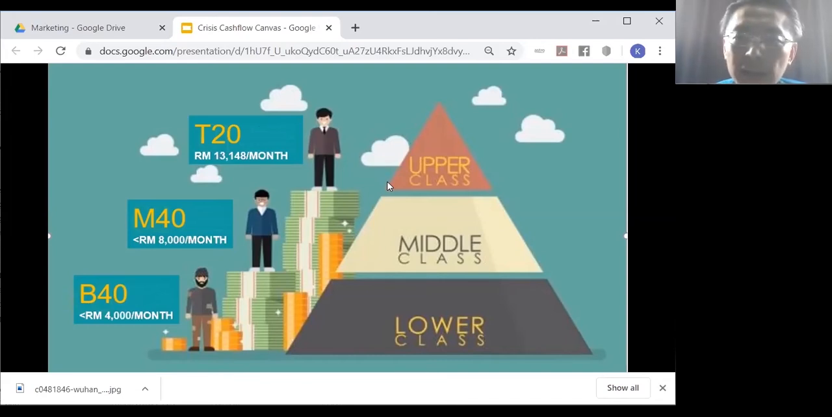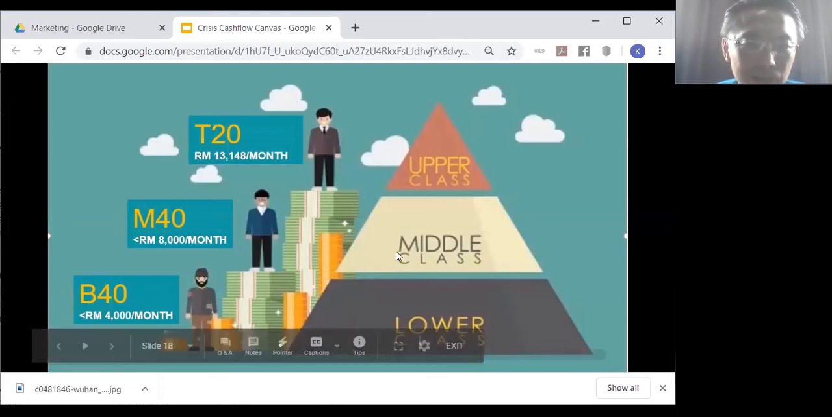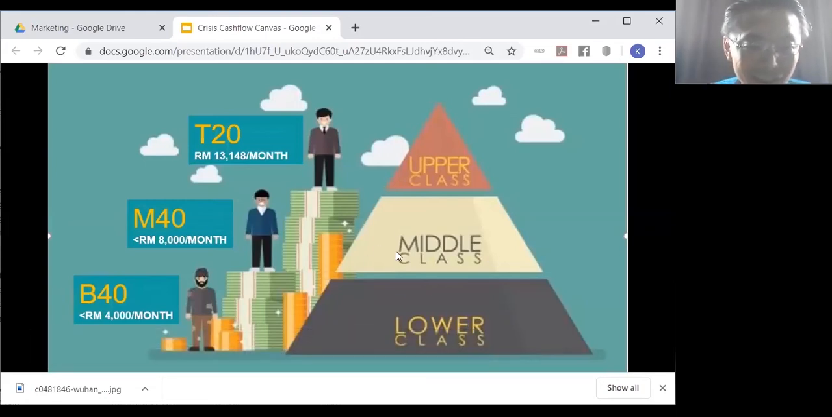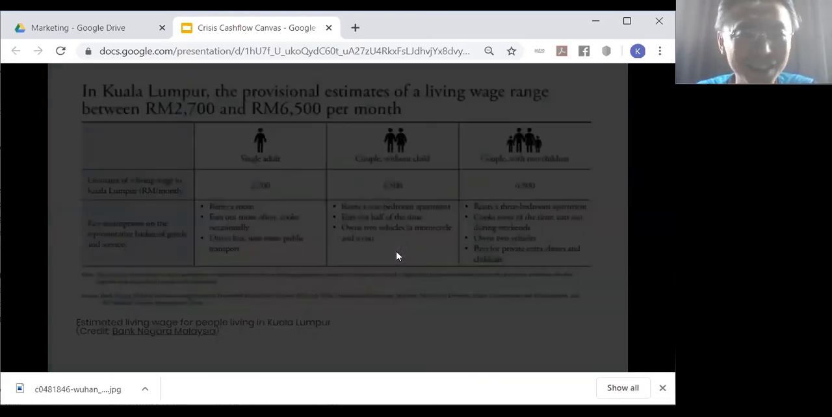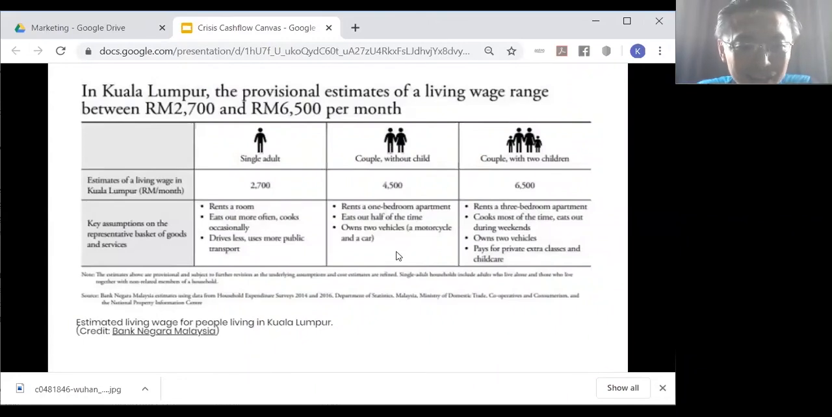So I also understand that some of us who are in business, because they don't draw a lot of salary from the company, also get some Bantuan Prihatin Nasional. If you're one of them, comment below BPN. Don't worry, I won't report you. I won't judge you as well. Anybody, BPN? Okay.